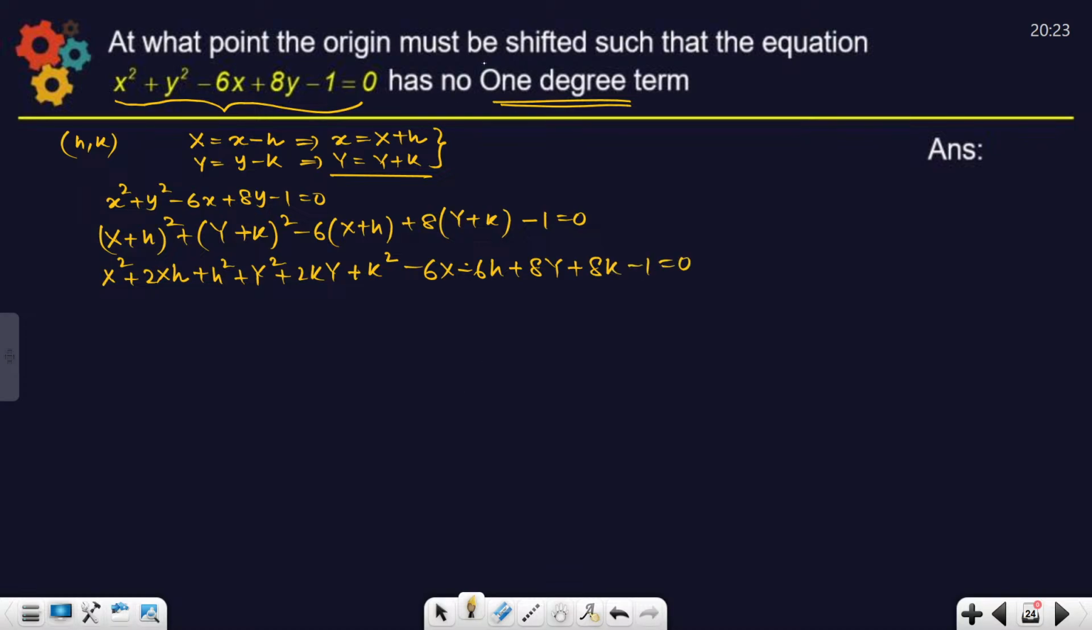Now what is the question? They have said that this equation, this is the transformed equation, will not have 1 degree term. It means what? It should not contain 1 degree term. First of all, what is 1 degree term?